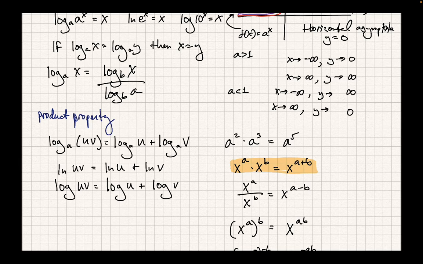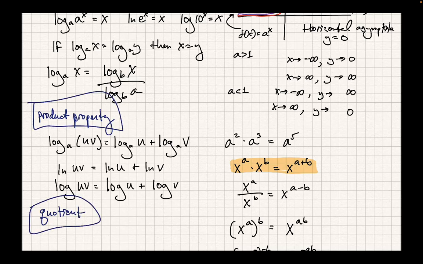What else do you think we're going to have? Probably division, the quotient property. Let's do quotient property. Right, so product means multiplication, quotient means division.